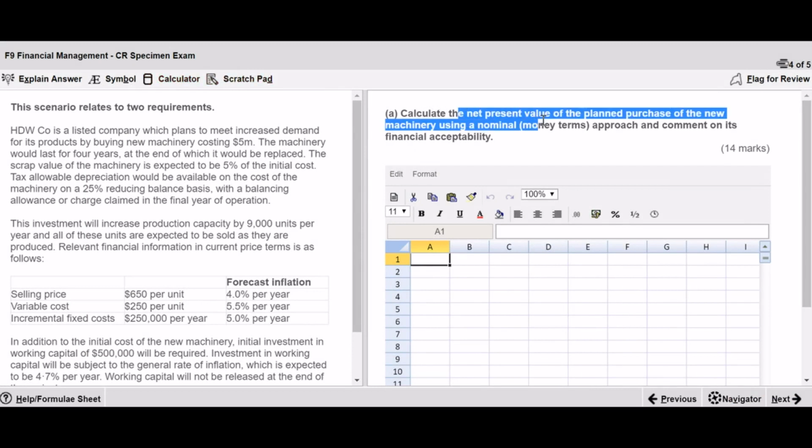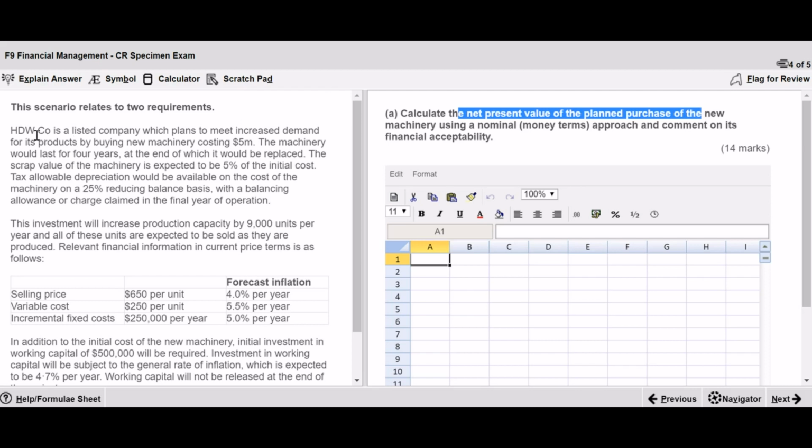Calculate the net present value of the planned purchase of the new machinery using the nominal or money terms approach and comment on its financial acceptability. The nominal approach says that we have to use the cash flows which are inflated and use a nominal discount rate to discount these free cash flows.